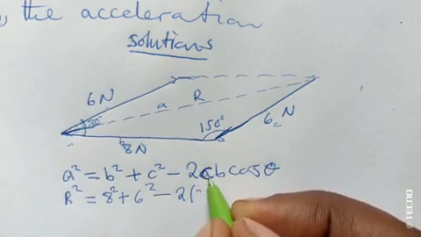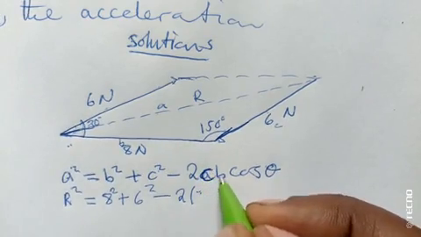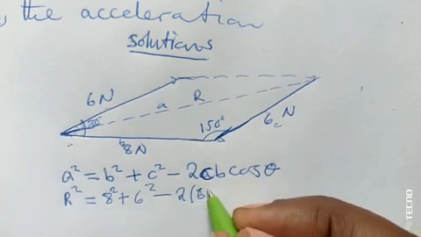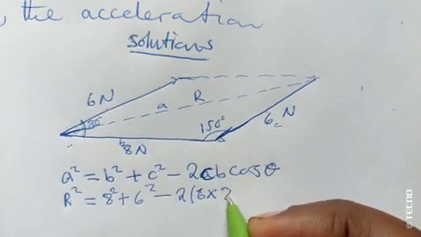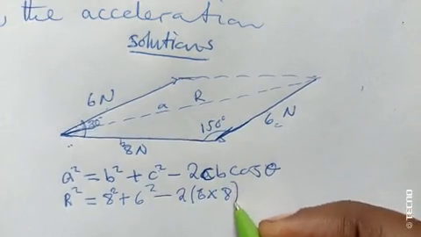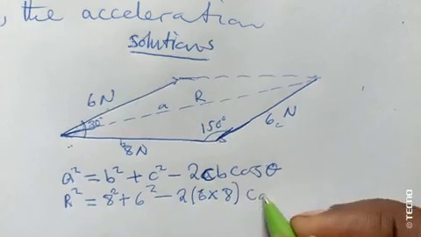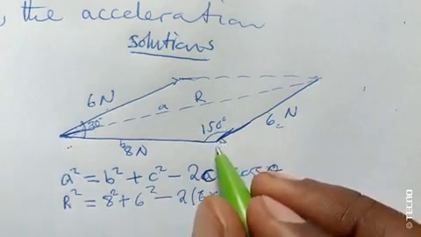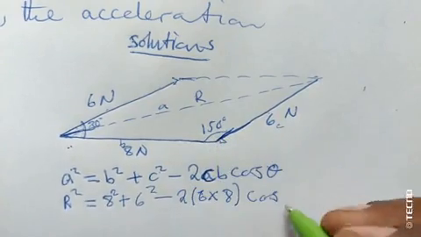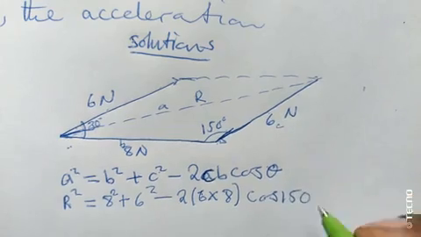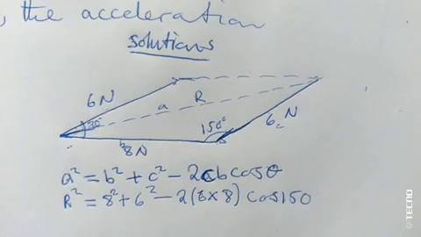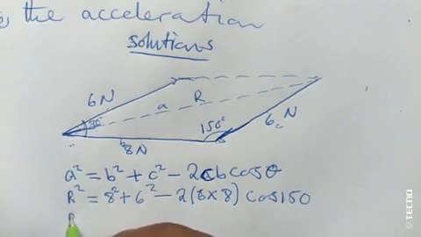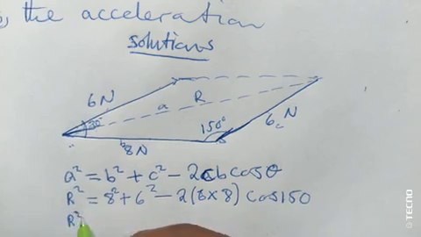Multiplication is commutative, so there is supposed to be BC. So there we'll say 6 times 8, we close cos the angle here, the angle at this point, we put 150. So this is what we are going to have. Now having this, you just get your calculator and compute what you have.